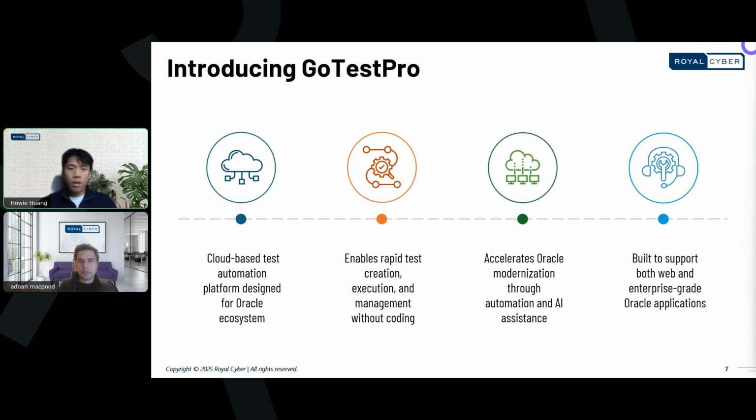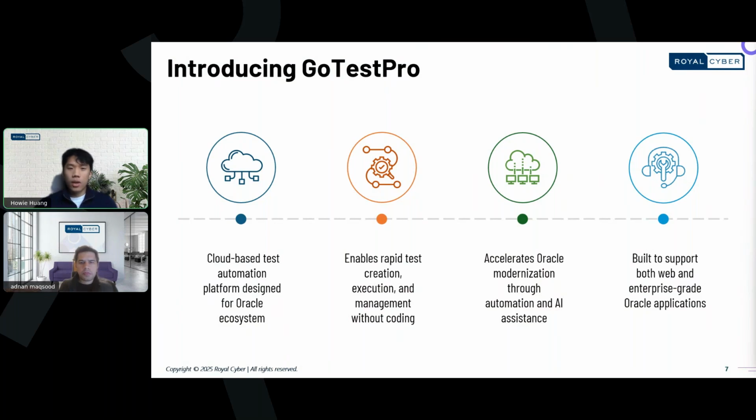And third, accelerating Oracle modernization through automation and AI assistance. As Oracle customers modernize processes or adopt new Oracle features, test teams become a bottleneck. GoTest Pro uses AI to reduce the manual effort required to validate workflows after Oracle updates, helping teams move faster with more confidence. And finally, GoTest Pro is built to support both web and enterprise-grade Oracle applications.